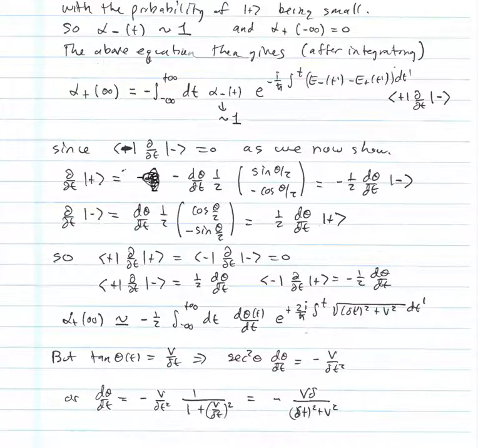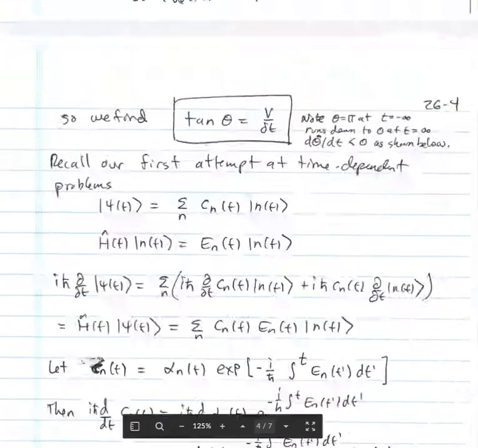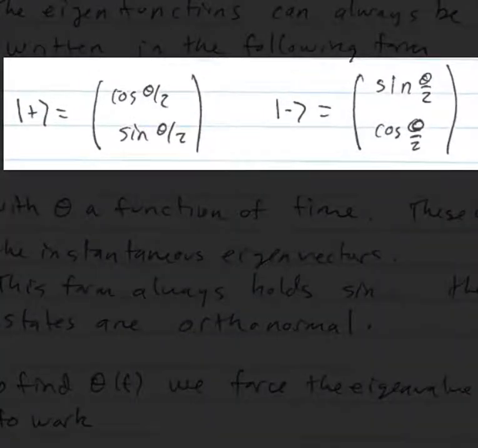So to verify that <minus|d/dt|minus> is equal to 0, what we're going to do is take the time derivative of plus when it's written in this form that has the thetas in it. We're going to now talk about the plus state and the minus state. So remember, the minus state is supposed to have this minus sign and the cosine theta over 2 in it. And the plus state is as it is written: cosine theta over 2, sine theta over 2. And the minus state should be sine theta over 2, minus cosine theta over 2.